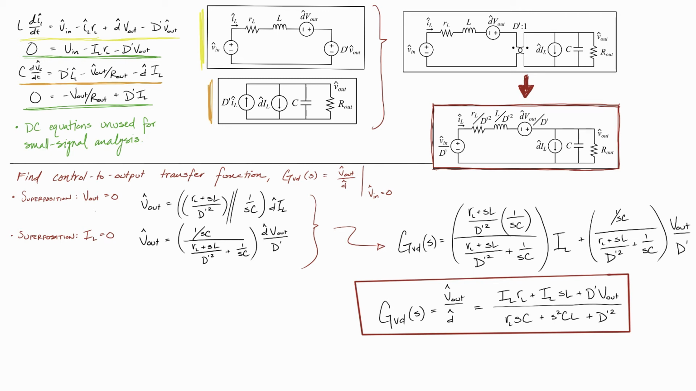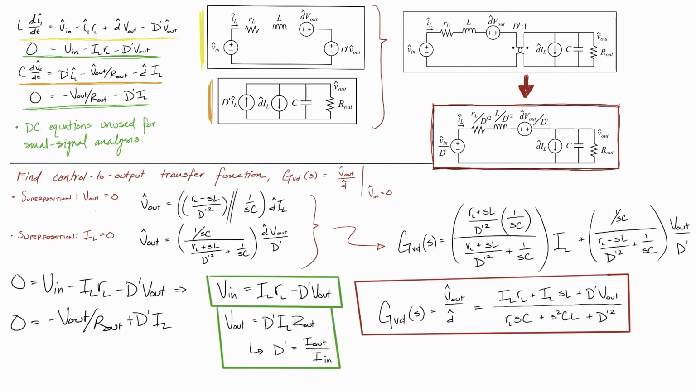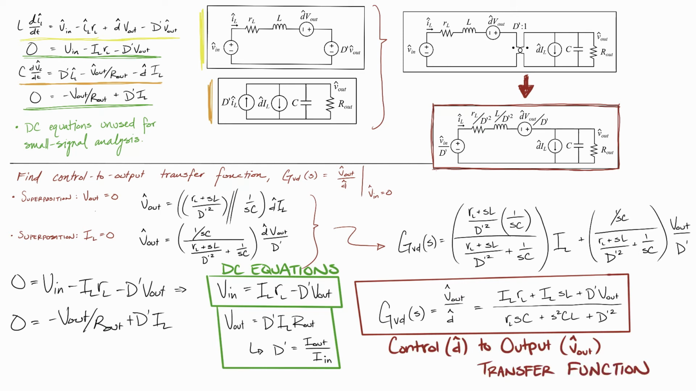The last thing we'll do is readdress our DC equations. I'll just rewrite these in terms of Vin and Vout, or rather as D prime is a proportion between the output voltage and the input voltage. And then finally, to wrap up this averaging analysis, we can just say, hey, these are DC equations and this is our control-to-output transfer function. For this video series, we'll use this as a reference to compare to these other more advanced models as we proceed through the series.